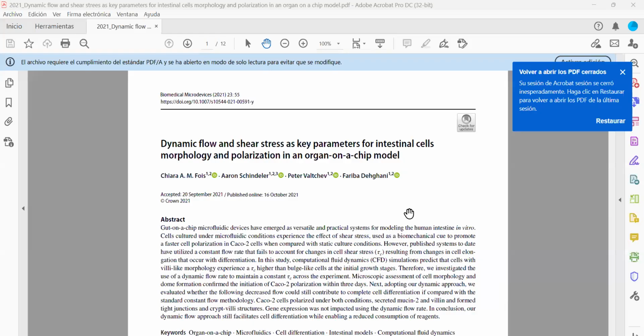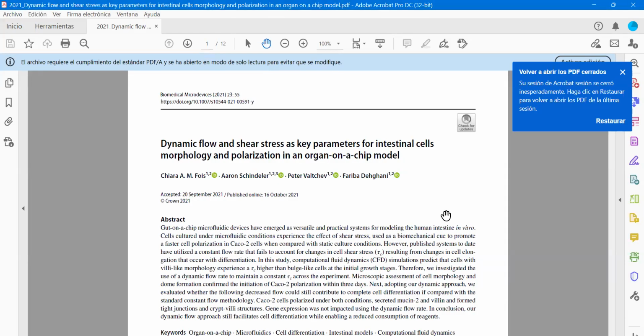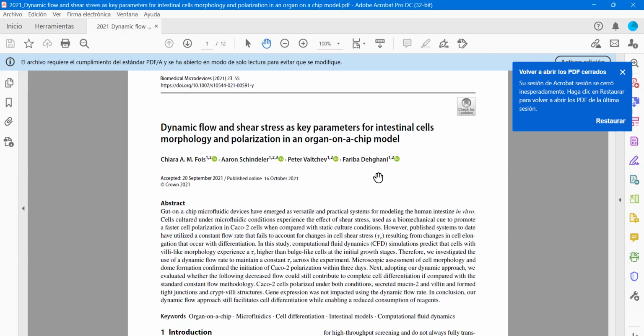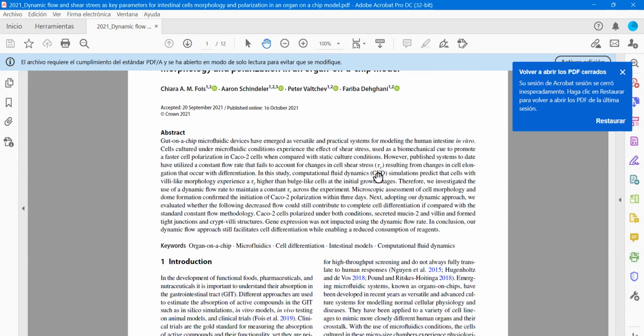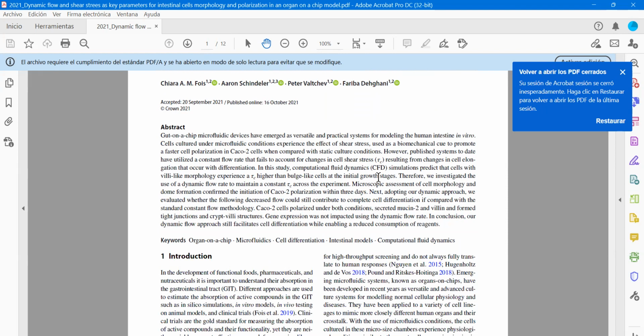Good morning. Today, I would like to share with you dynamic flow and shear stress as key parameters for intestinal cells morphology and polarization in an organ on a chip model. As you know, microfluidics has enabled us to recapitulate the physiological conditions that cells face when they are exposed to perfusion.